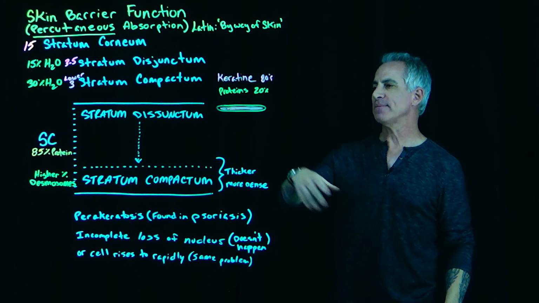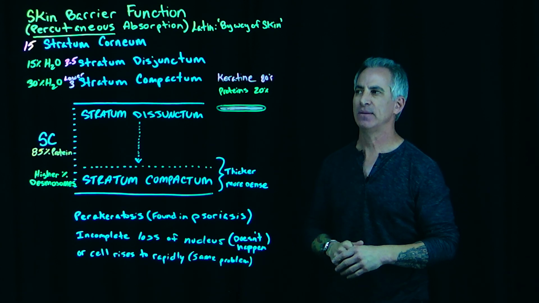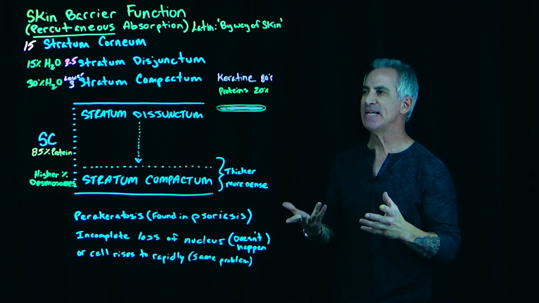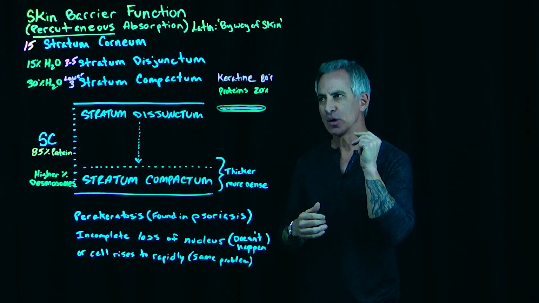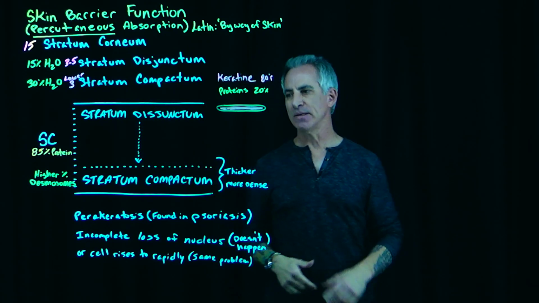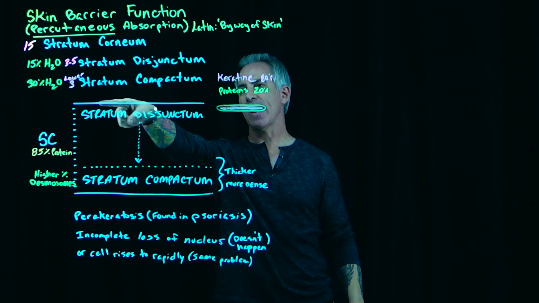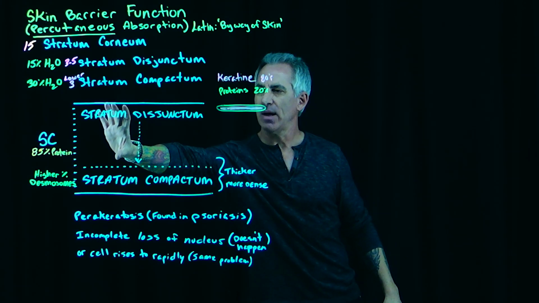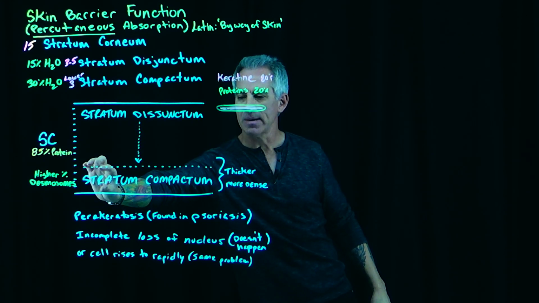So the stratum corneum is one layer, and sometimes it's abbreviated with the letters SC, and it basically has 15 layers, and the stratum corneum is divided into two. It's divided into the stratum disjunctum, which is the top layer, which is what you touch, and then also the stratum compactum. That's the lower layer. So you can see I have the stratum corneum, stratum disjunctum, and the stratum compactum.